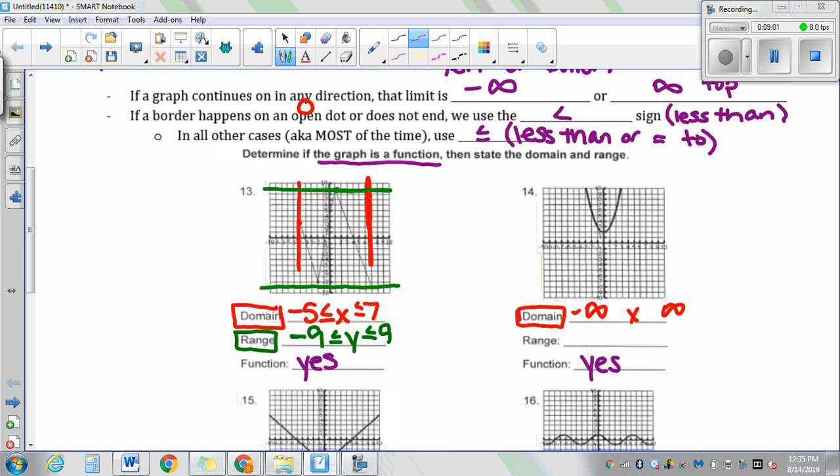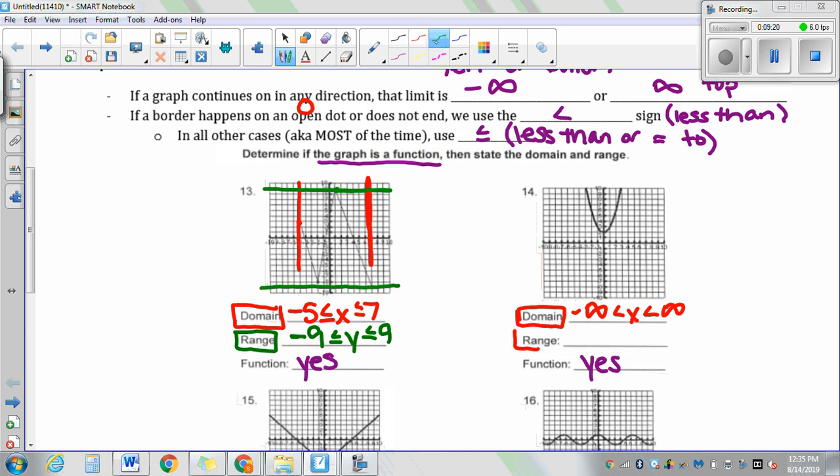Now, if a border happens on an open dot or does not end, we couldn't draw our lines. It didn't end. We're going to use the less than sign. So it's less than, less than. We couldn't put a border on either side. All right, I'm going to go back to my green for the range.